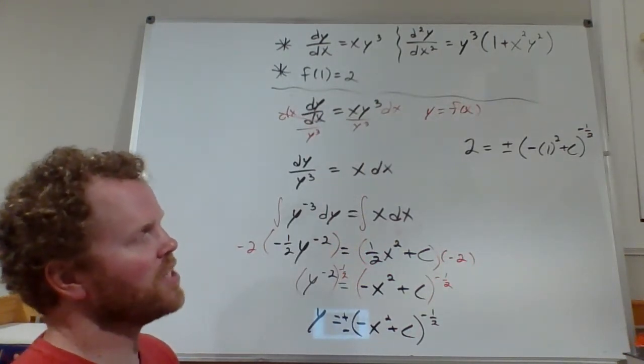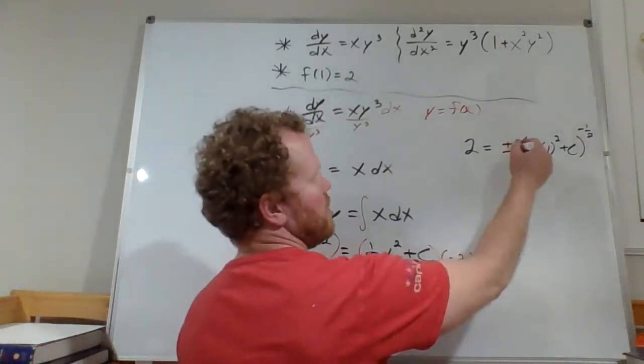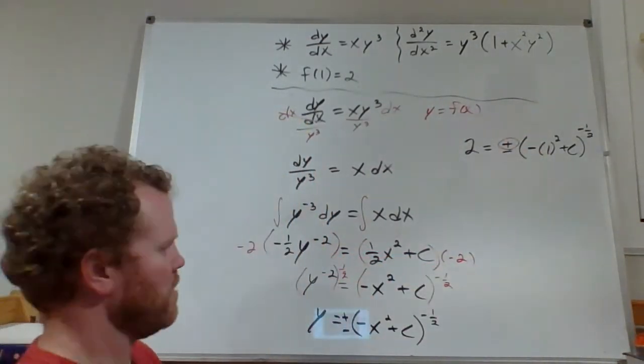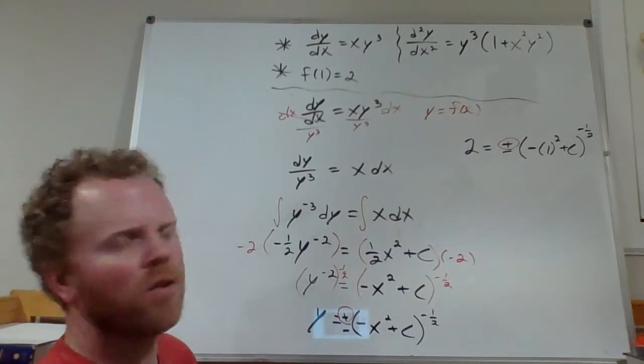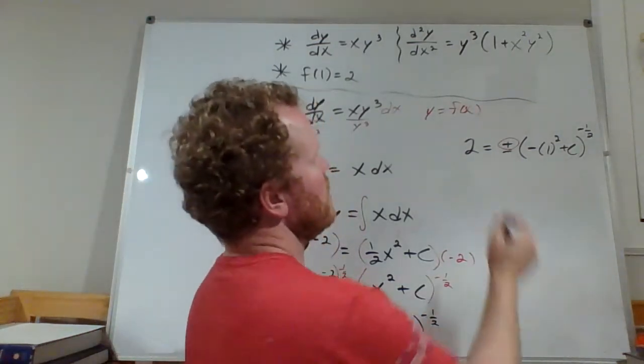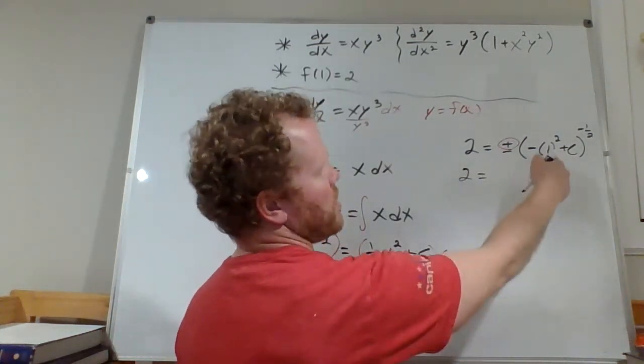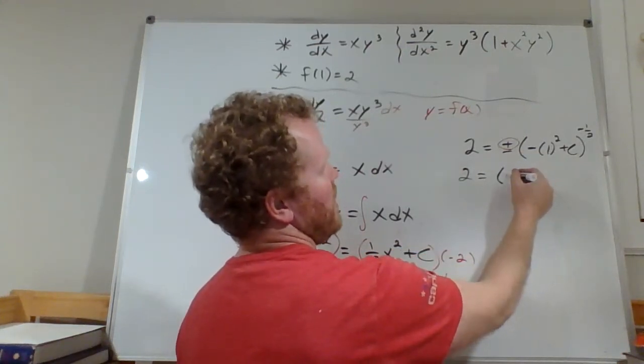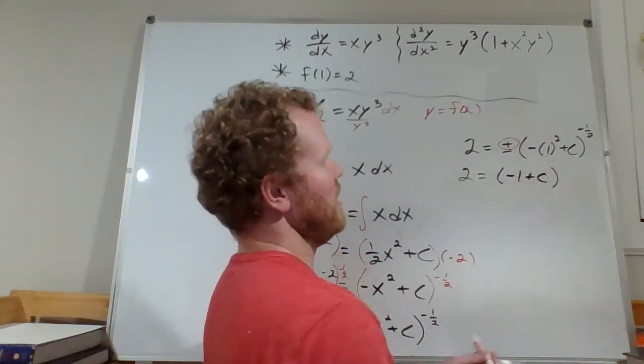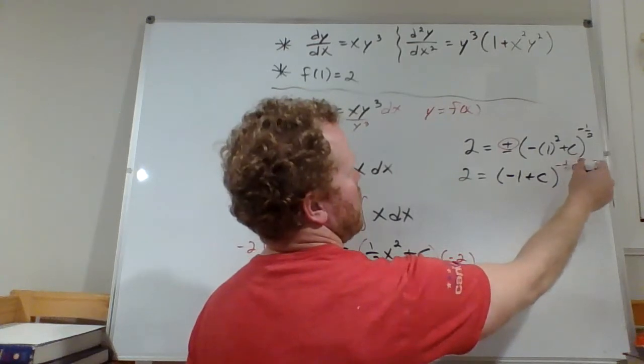If our final answer is going to be 2, dead giveaway that it's the positive. So we've already kind of figured that out. Now our only thing left to do is find c. So 2 equals 1 squared is 1, but now it's negative 1. This is negative 1 plus c to the negative 1/2.